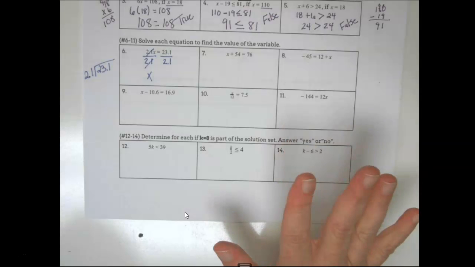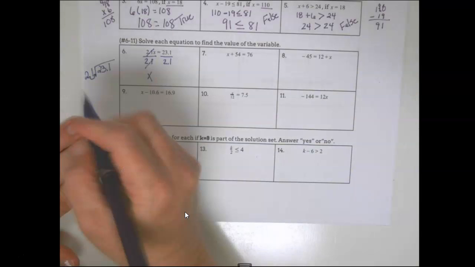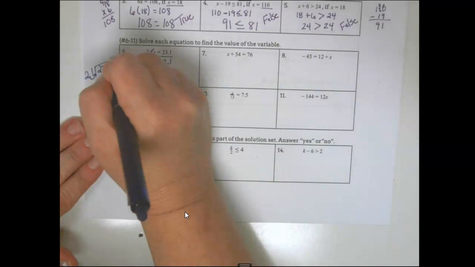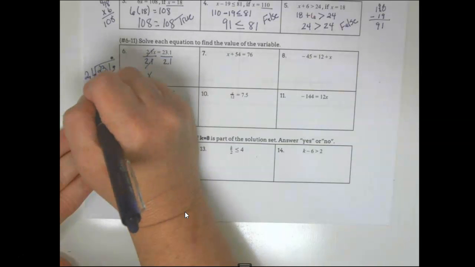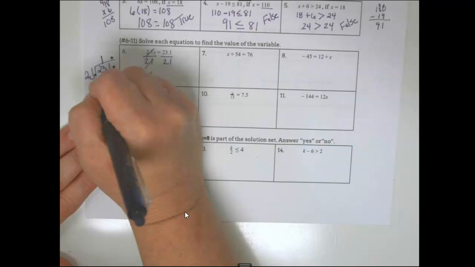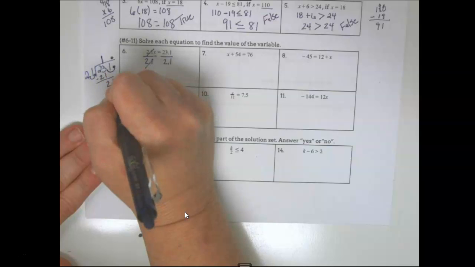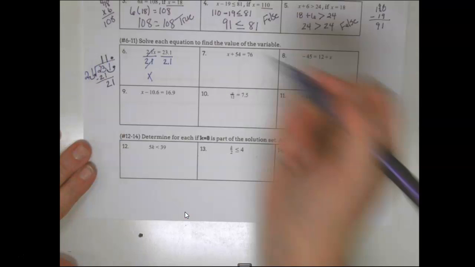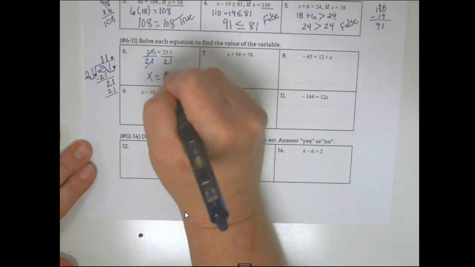I'm going to remember my division rules with decimals. I move my decimal over once here to make the divisor a whole number. I have to move it over once here and then bring it straight up in the quotient. 21 will go into 23 one time. 1 times 21 is 21. 3 minus 1 is 2. I'm going to bring my other one down. 21 will go into 21 one time. So my x is 11.